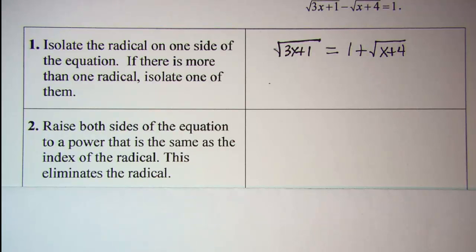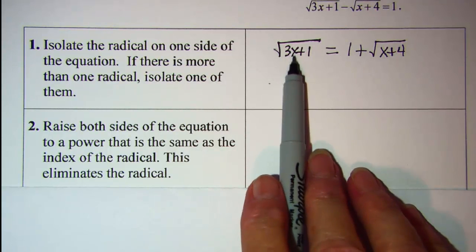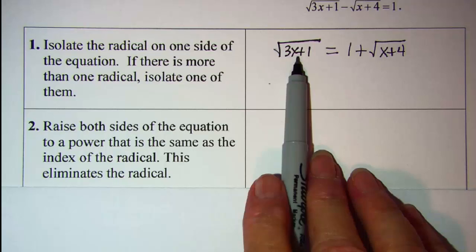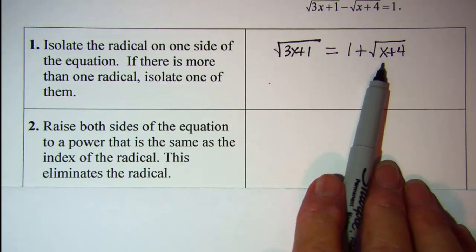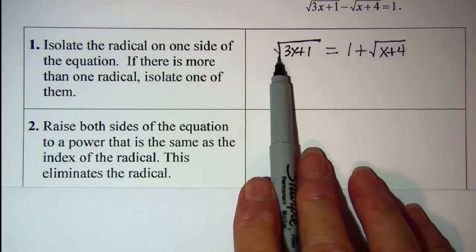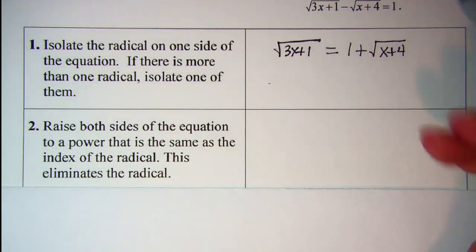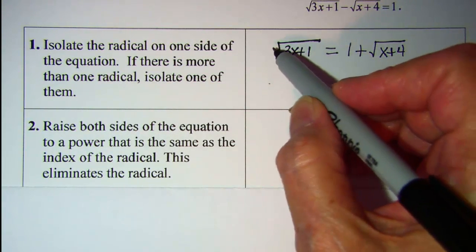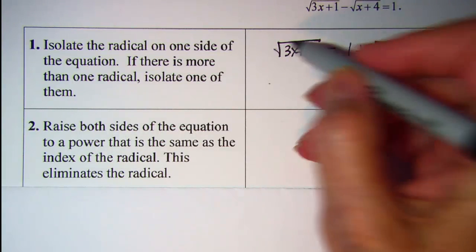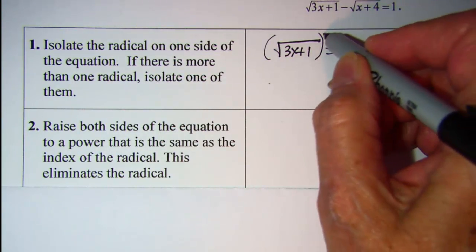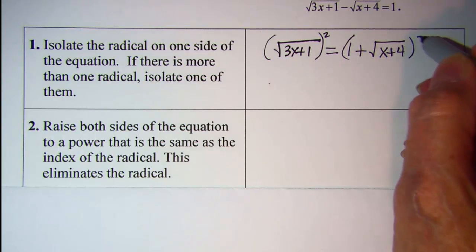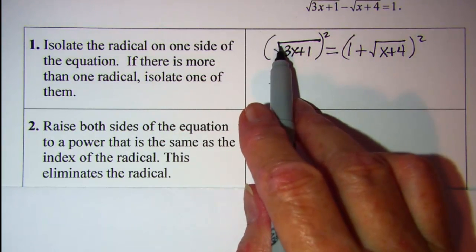My next step is to raise both sides of the equation to a power that's the same as the index of the radical. This will eliminate the radical. Now in this case, it'll eliminate the one that we isolated, but we'll still have this one involved. Let's look at that. The square root has an index of 2. Square root is so common that you don't write the little index, but we'll have to raise both sides to the second power in order to eliminate this radical.